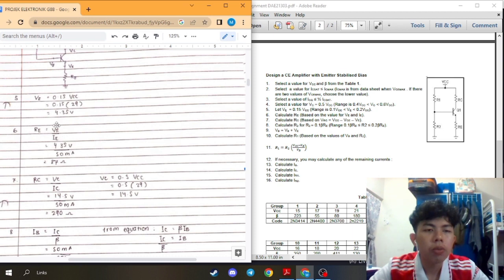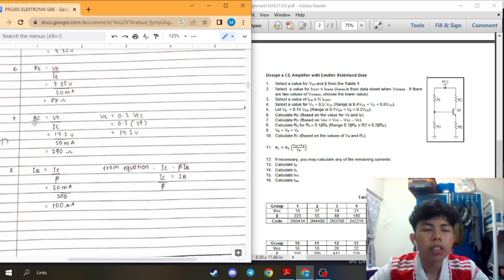So VE from this calculation, 4.35 volt over 50 milliampere. The 50 milliampere we got from IC equal IE. This is from the datasheet. So we got 18.7 ohm. So number 7, RC equal VC over IC. So VC, 14.5 volt over 50 milliampere. So we got VC from this equation.